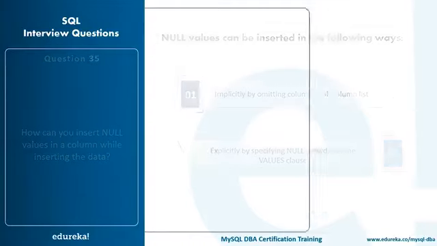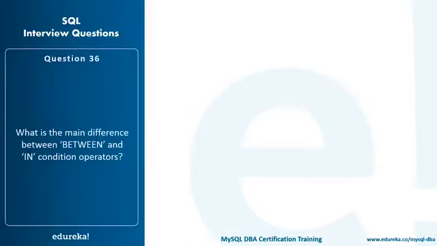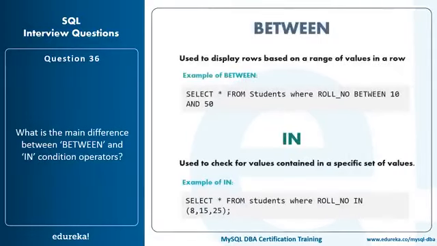Now let's move forward to the next question, that is, what is the difference between the between and the in condition operators? The between operator is basically used to display rows based on a range of values in a row, whereas the in condition operator is used to check for values contained in a specific set of values. If you have to explain with an example for between and the in condition operators, then you can use the example on the screen.